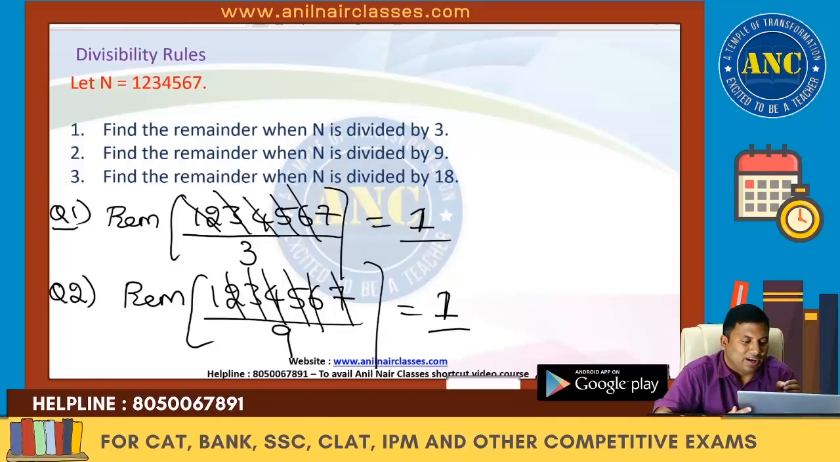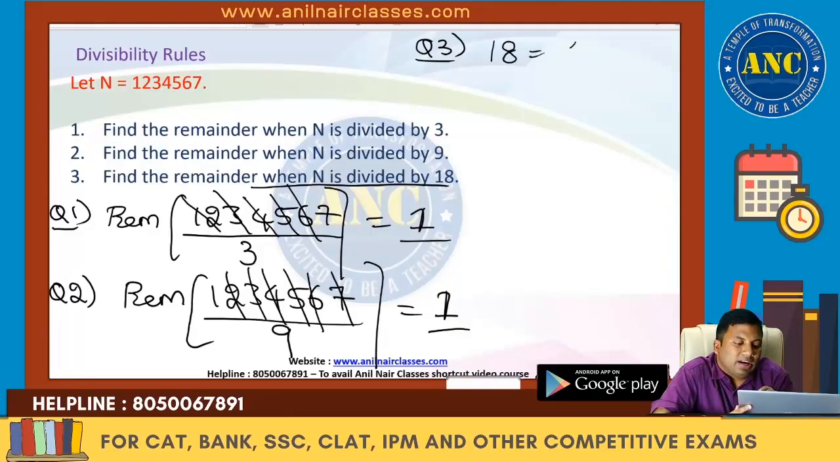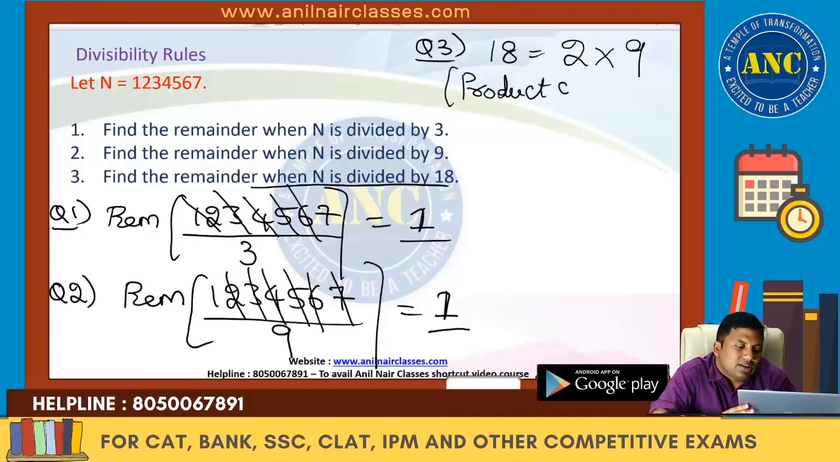Now see, question 3. Find the remainder when a number is divided by 18. 18 can be written as a product of two coprimes, 2 and 9. Whenever a composite number is there, always write it down as a product of two coprimes. 15 is 3 into 5, 24 is 3 into 8, 40 is 8 into 5. So 18 is 2 into 9.